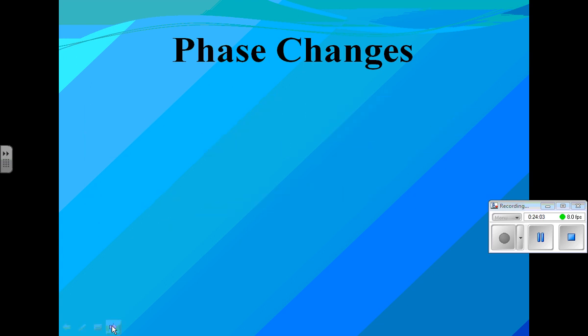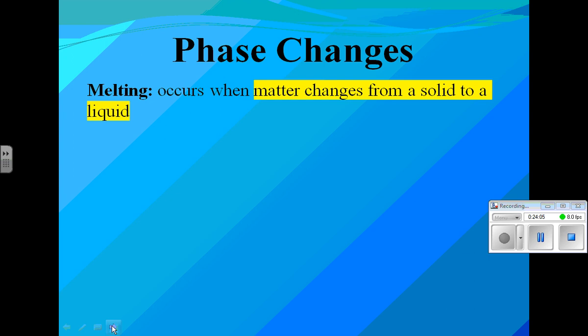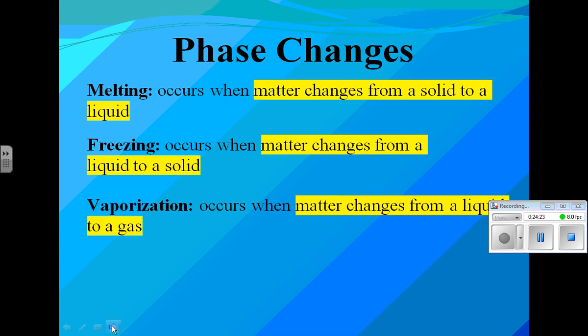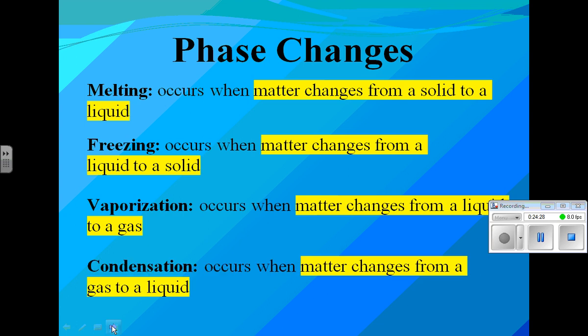Then we have melting, and melting is a solid to a liquid. That's all you really need to write next to melting: solid to liquid. Freezing is from liquid to solid. That's all you need to write. Melting and freezing go hand in hand depending on whether you're adding heat energy or taking it away. Vaporization is from liquid to gas. Condensation is gas to liquid. Those two, again, go hand in hand with each other, so it just depends on whether you're adding or taking away heat energy.